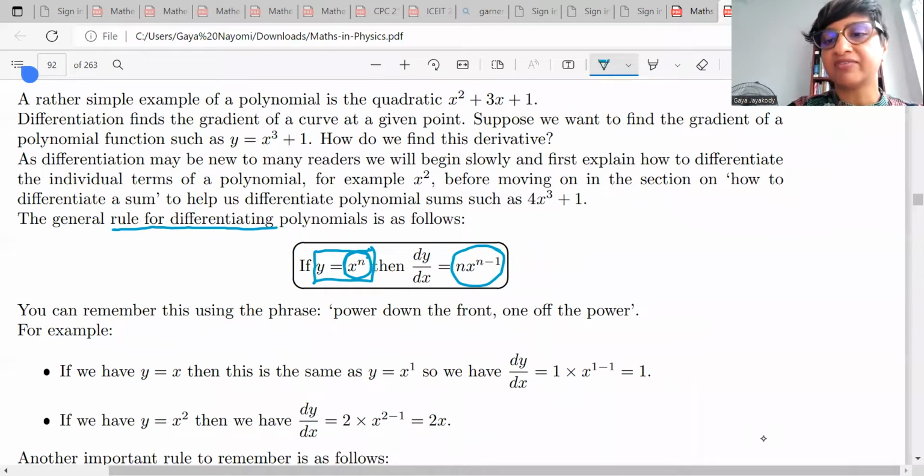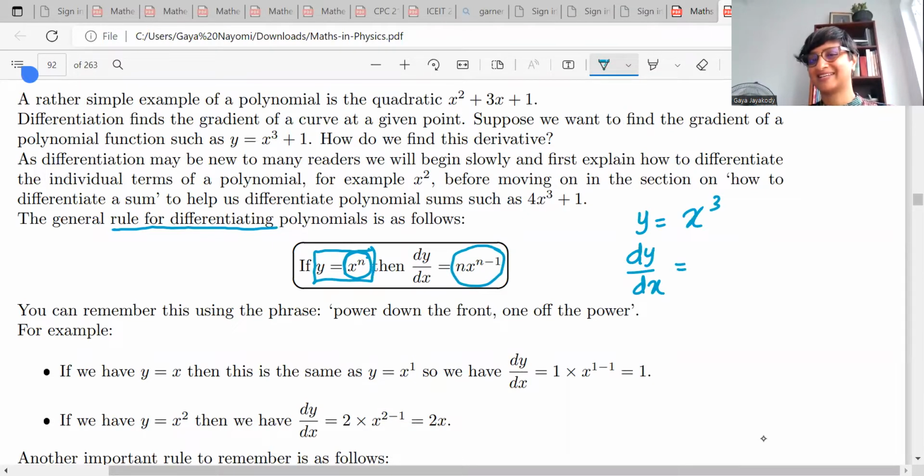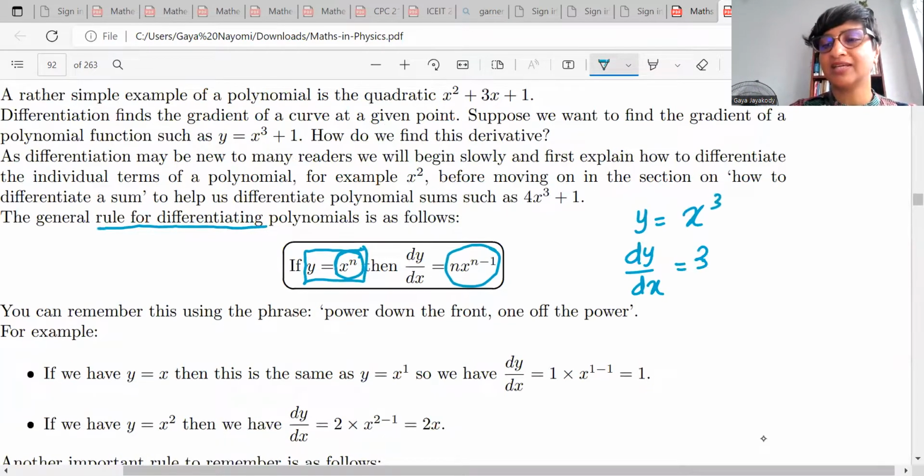So if you have a function y equals x cube, the derivative of this function is what? 3x squared. Very good. 3x squared. The power comes to the front as the coefficient, and you reduce the power: 3 reduced by 1. So 3x squared is your derivative. Okay.